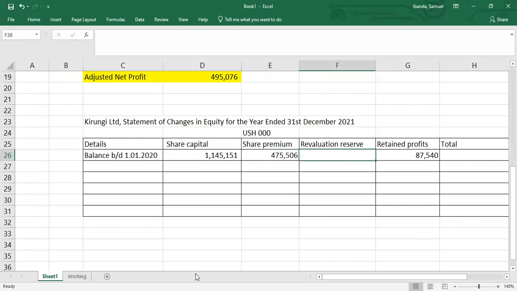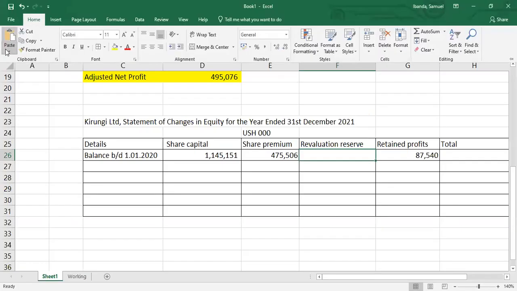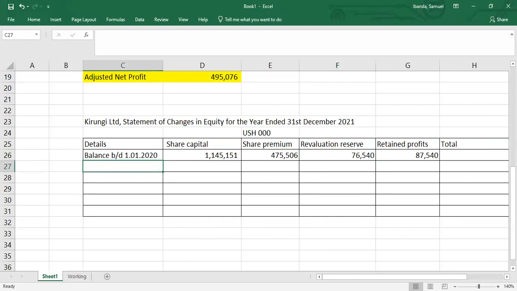Okay. And then the other thing that I'll go ahead to do is update the revaluation reserve, which is 76,540. I'll come and update the revaluation reserve. So that is what I basically do on a statement of changes in equity.